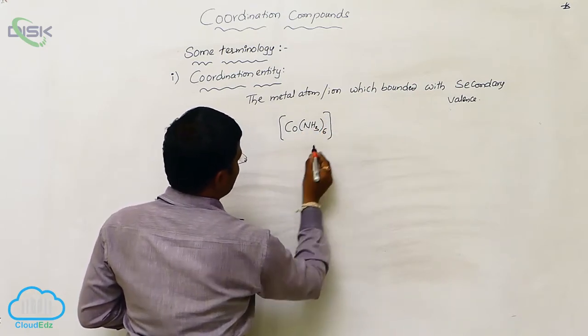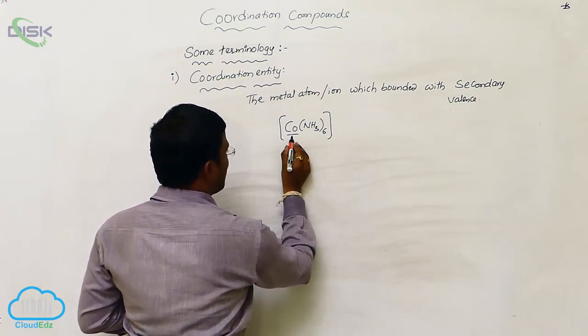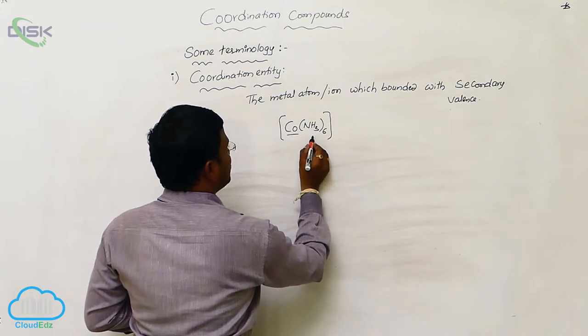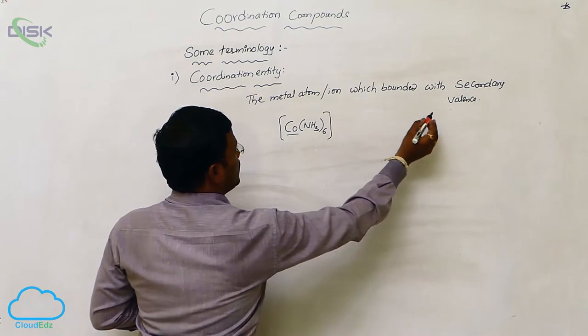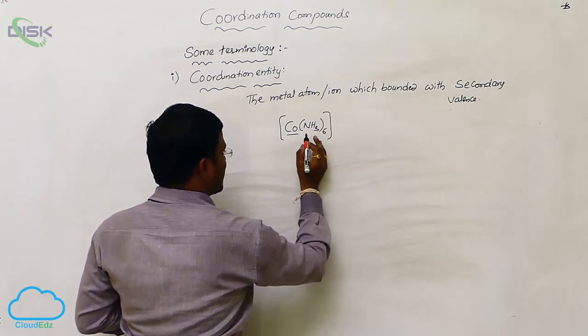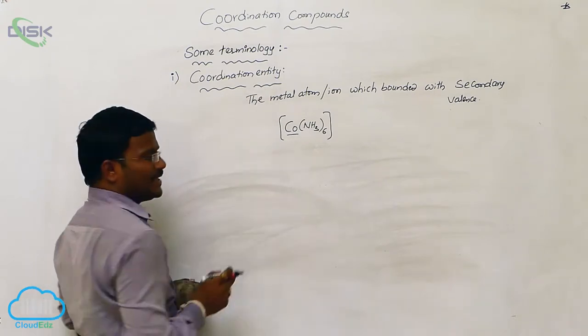The coordination entity is like this. The metal atom or the metal ion which is connected with or coordinately bound with secondary valence, that means either neutral species or negative species, combinedly called as coordination entity.